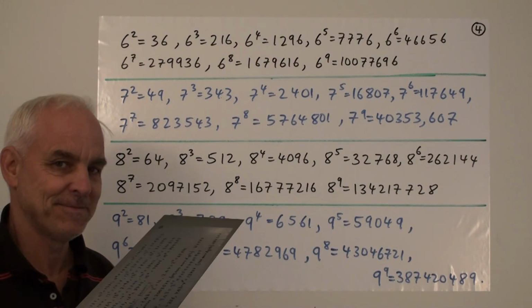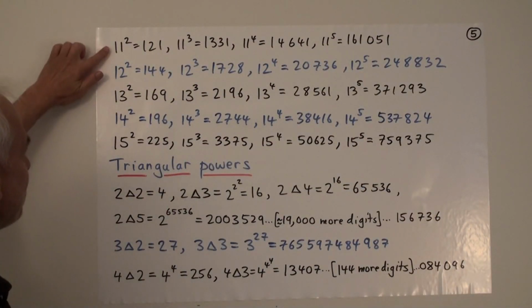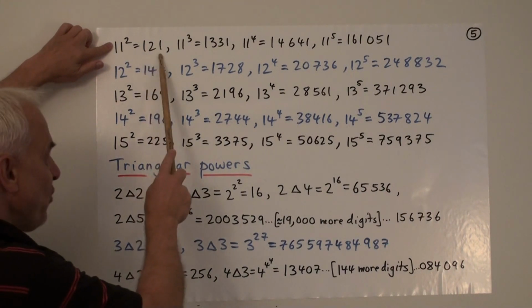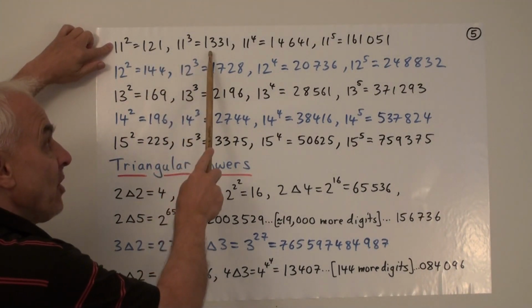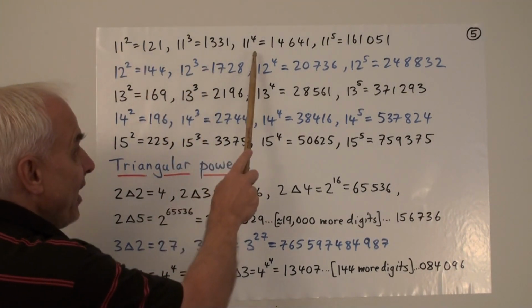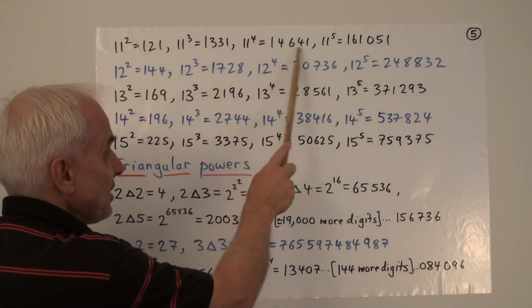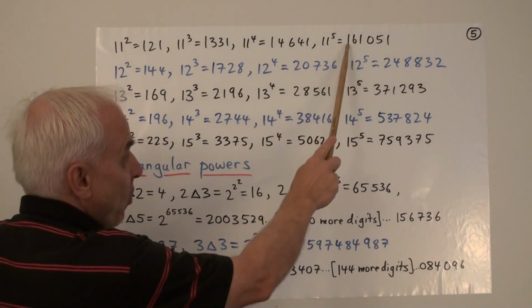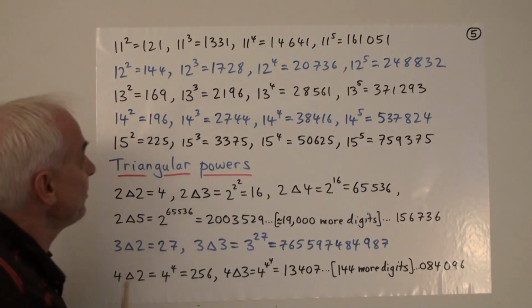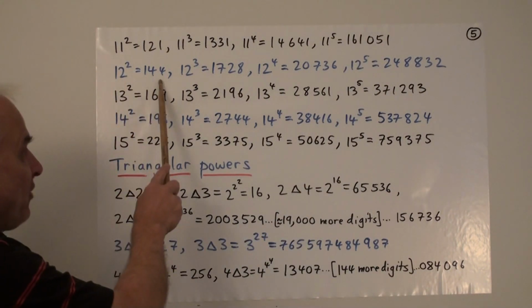Fun, isn't it? And just to go a little bit further, some powers of 11. 11 squared, 121. 11 cubed, 1,331. 11 to the 4th, 14,641. 11 to the 5th, 161,051. 12 squared is 144.